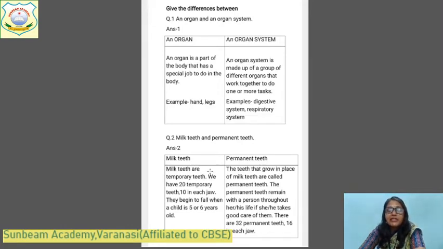Now, what are permanent teeth? The teeth that grow in place of milk teeth are called permanent teeth. The permanent teeth remain with a person throughout his or her life if she or he takes good care of them. There are 32 permanent teeth, 16 in each jaw. Okay? We have made a set of permanent teeth. We have made the model of teeth now. How many teeth have we made? 16 in each jaw. Okay, this is question number 1. This is question number 2.